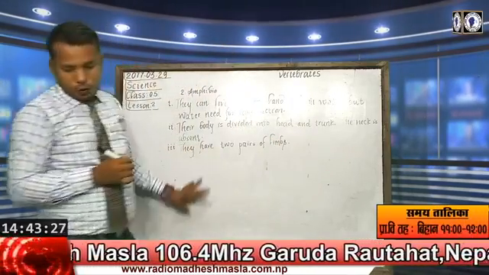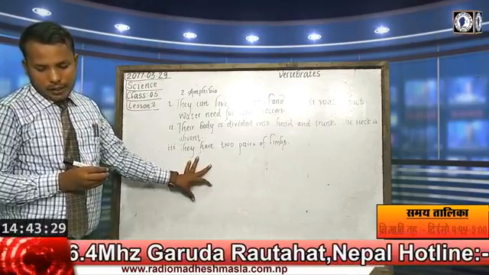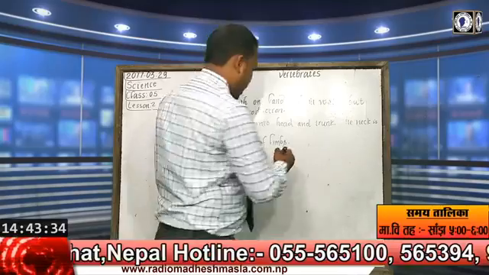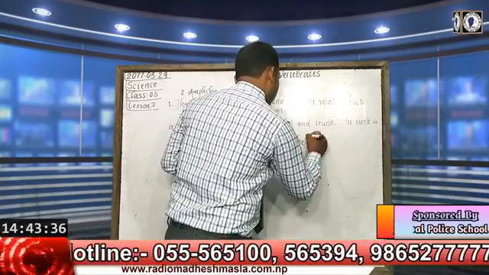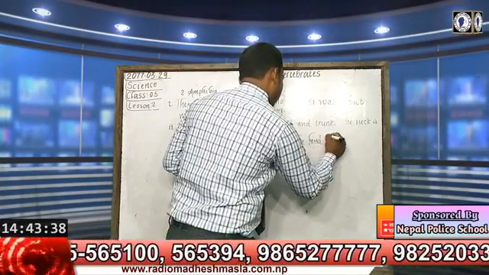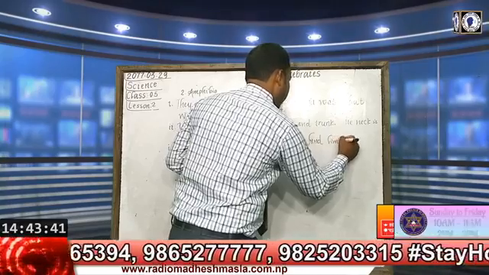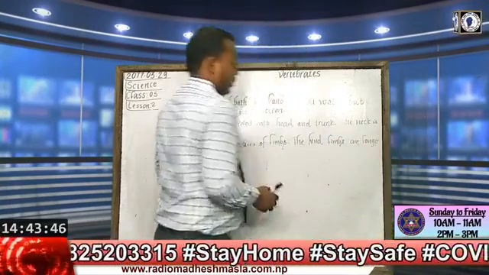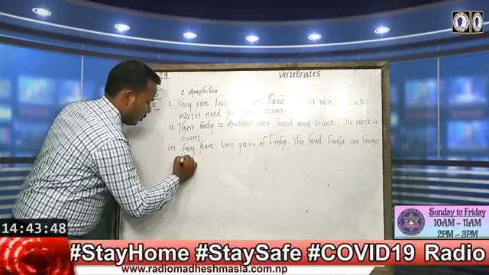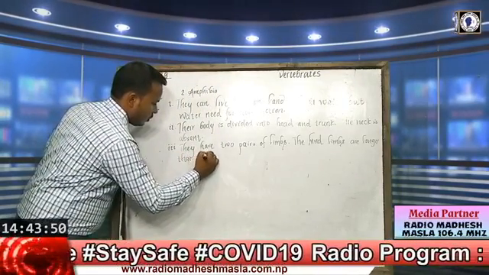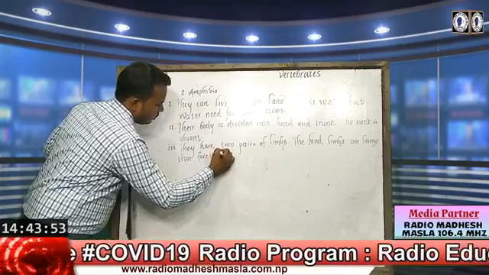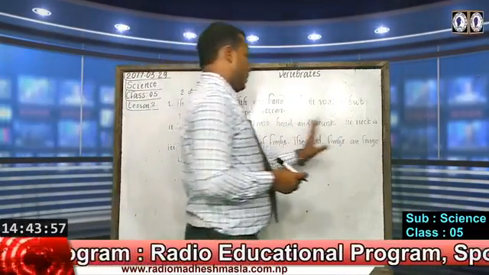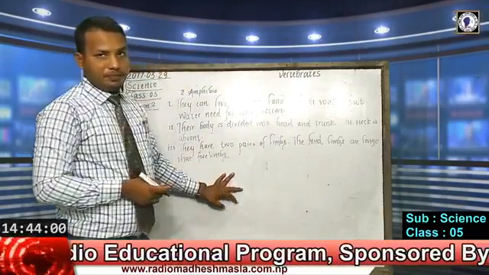What are they? Do you know? They are hind limbs and forelimbs, and the hind limbs are longer than the forelimbs.